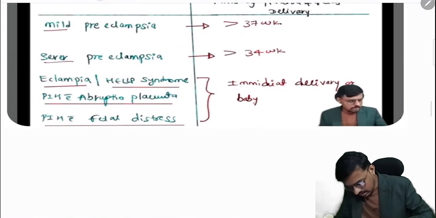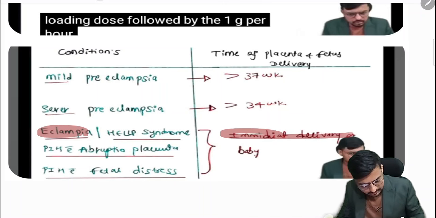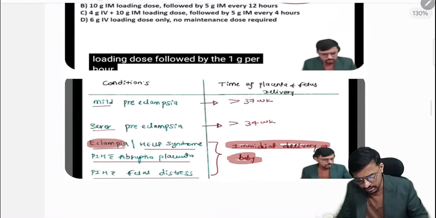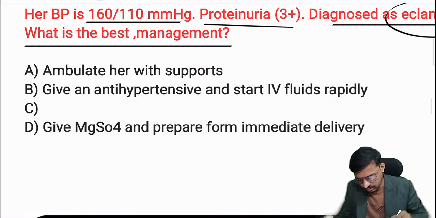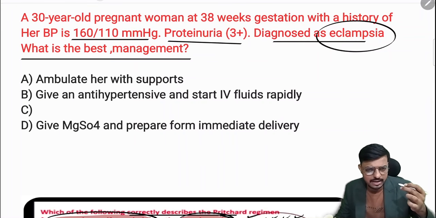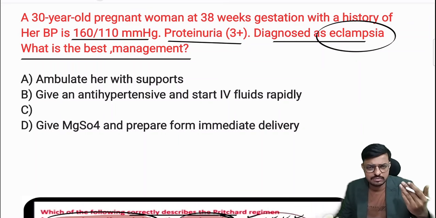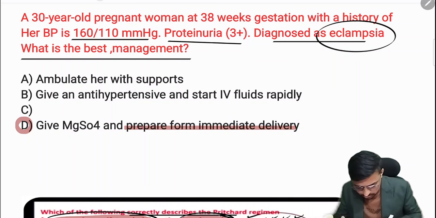Along with this one, I have told the timing of delivery of the placenta and the fetus during these particular conditions. Especially in eclampsia, immediate delivery of the baby is required. In the question, both things are there in only one option. If the mother is having eclampsia, the final or definitive management for the patient is to immediately deliver the baby and the placenta. That was the definitive management. And here in the question there is an option like give MgSO4 and prepare for immediate delivery. So this is the correct answer.